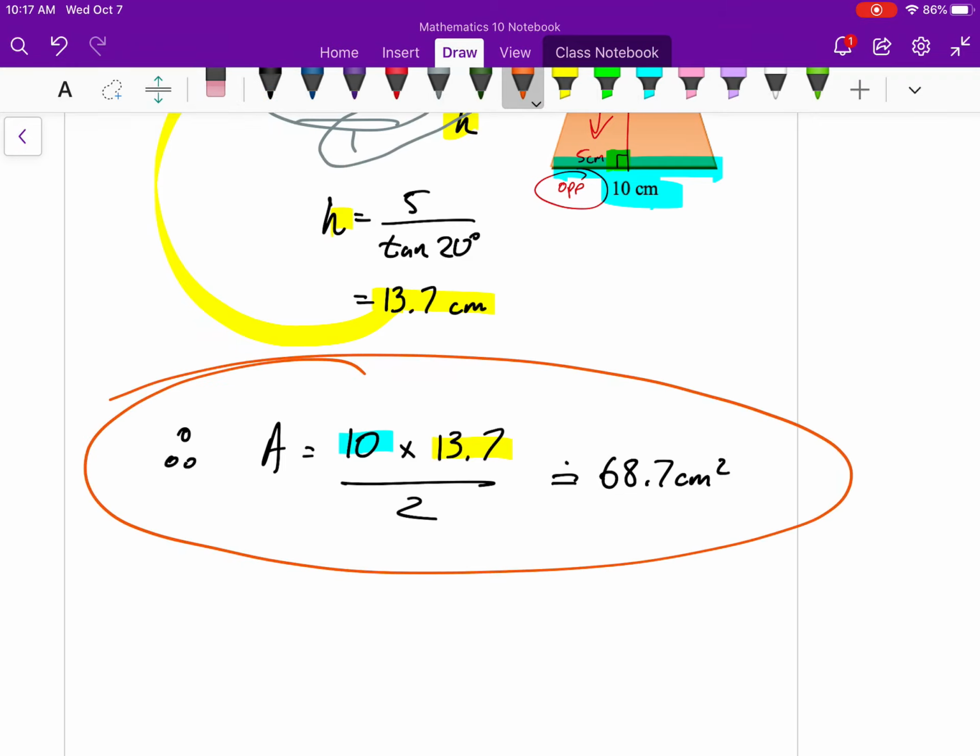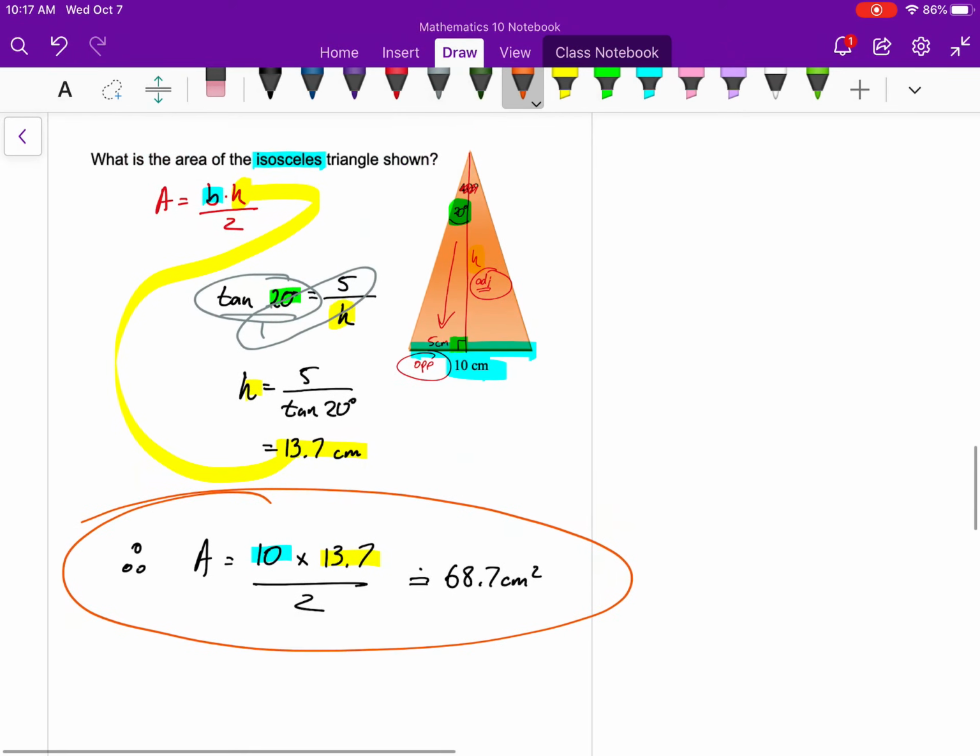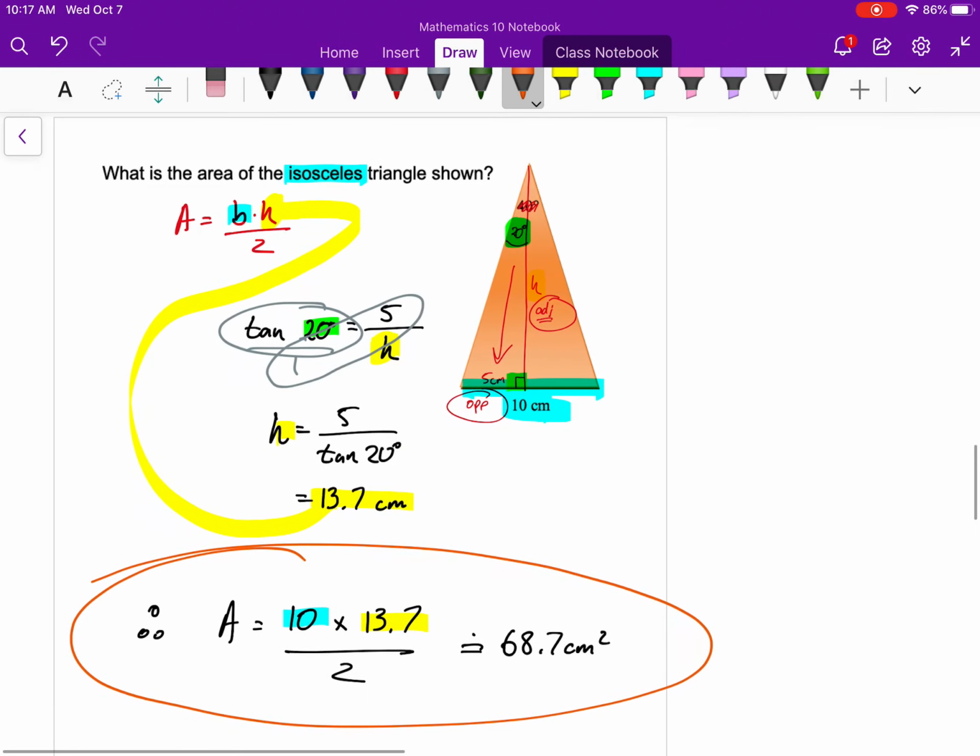Although to be honest, I don't really care about the number 68.7. I don't even care about the area of the triangle. I care that we understood how to get to it. In this case, we had to break up this isosceles triangle in half, figure out how some of these measurements got cut in half to bring it back to a right triangle, to find the height, to eventually find the area. All right, so with that said, I'm going to stop the video.